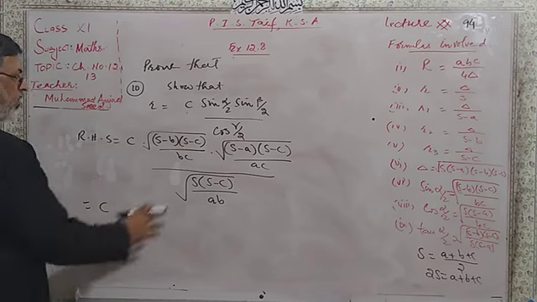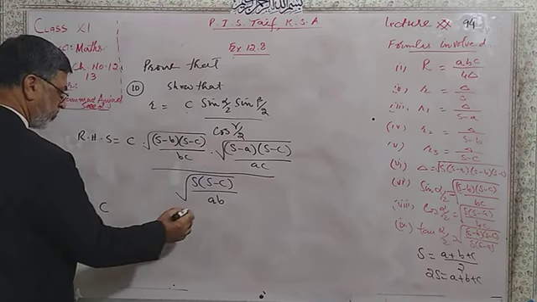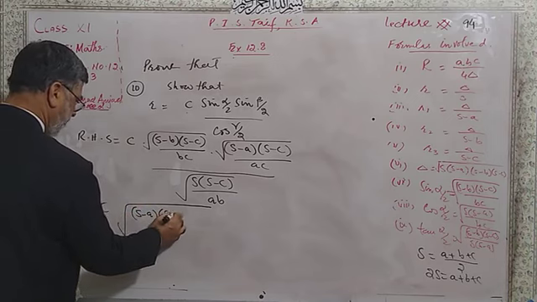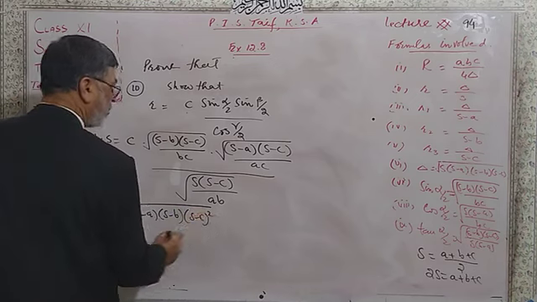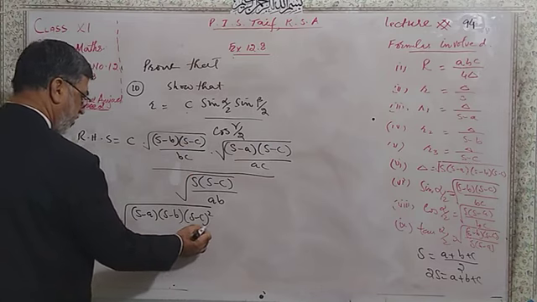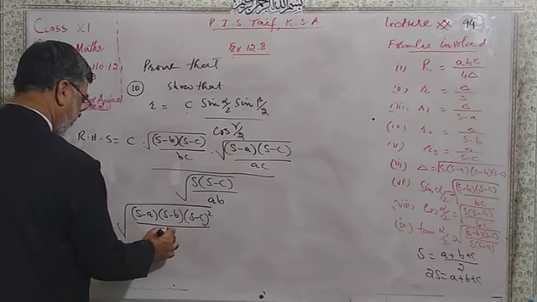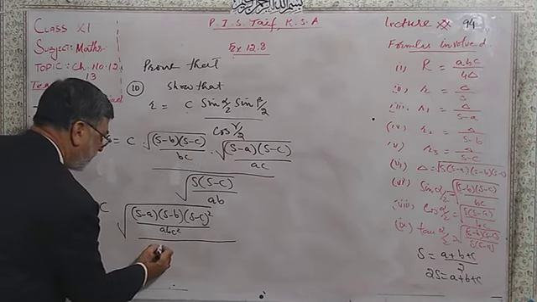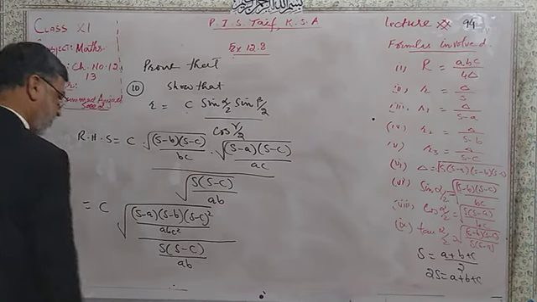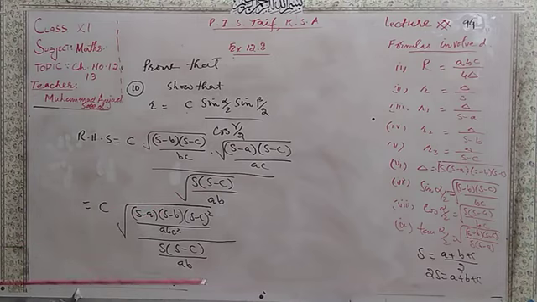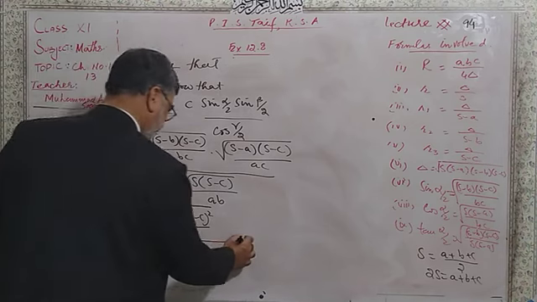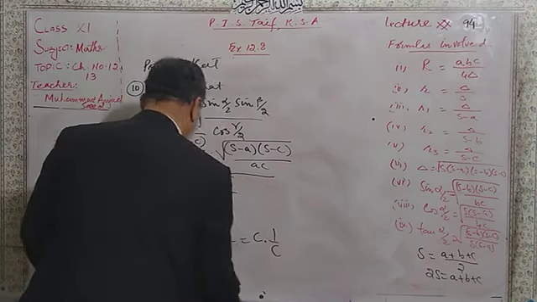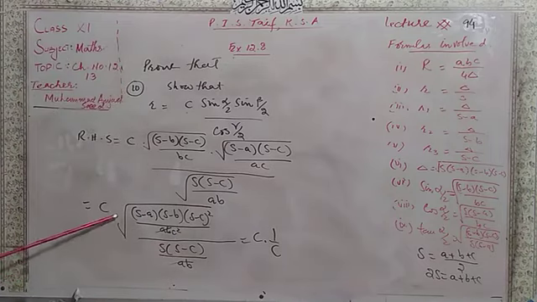Dear students, you can write down all these fractions in the single radical sign. S minus A, S minus B, and S minus C is 2 times S minus C. Whole divided by A, B, C square, then in the denominator S into S minus C over A, B. A, B cancelled out. And this 1 over C square will come out as 1 over C.